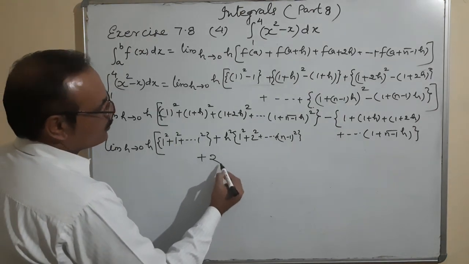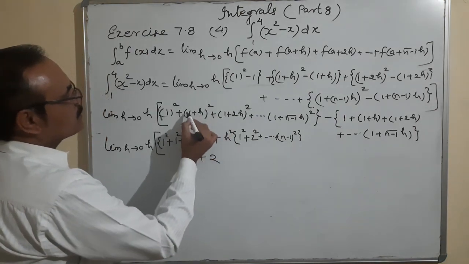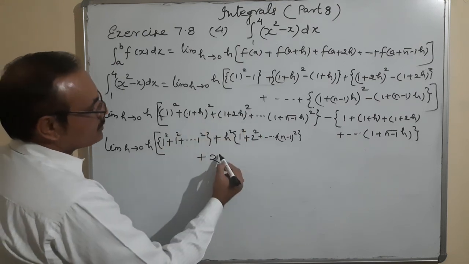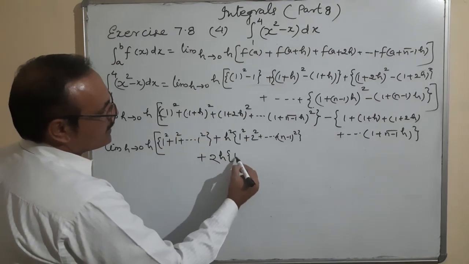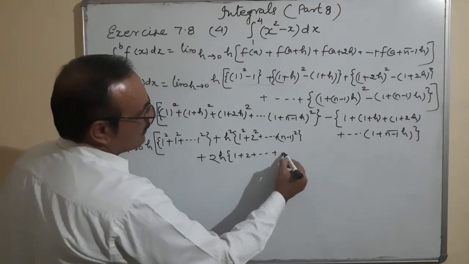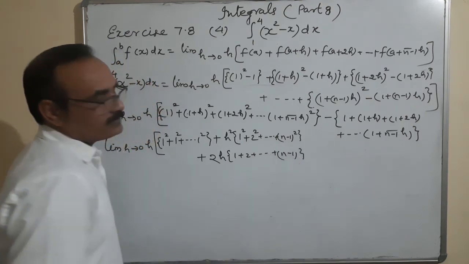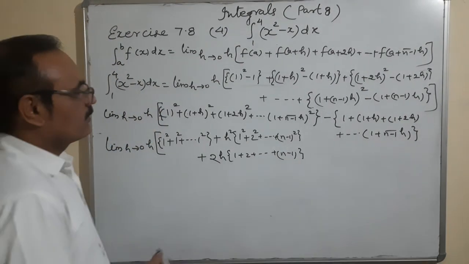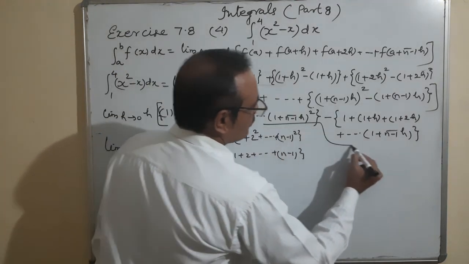plus 2ab. That means 2 and 2h, 4h. So I'll take 2h common. Inside it is left 1 plus 2 plus 3 plus up to n minus 1. Is it okay? This is the part of the first term.